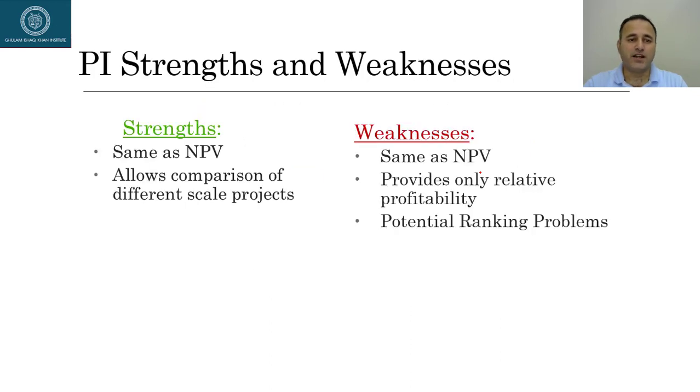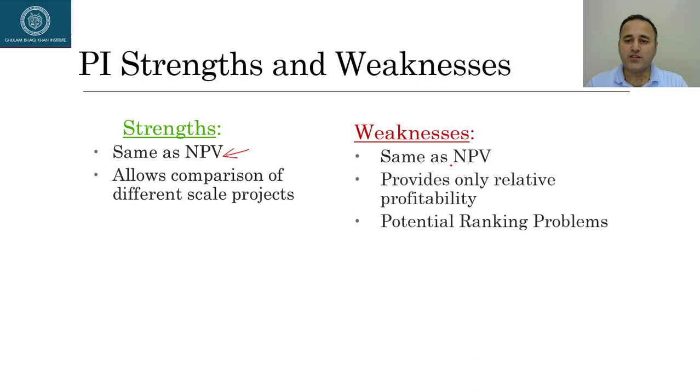Strengths and weaknesses, again, just like in NPV. The methods of calculating PI and NPV are very, very close. In NPV, we subtract the initial cash outlay, and in profitability index, we calculate a ratio and instead divide by the initial cash outlay. It allows for comparison of different scale projects, because it's an index, it's a ratio, and ratios can be easily compared. So that's one of the strengths of PI.